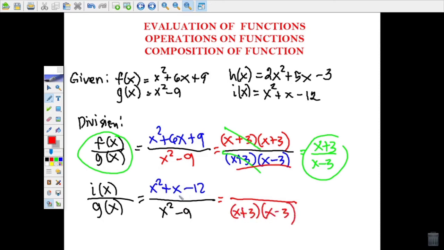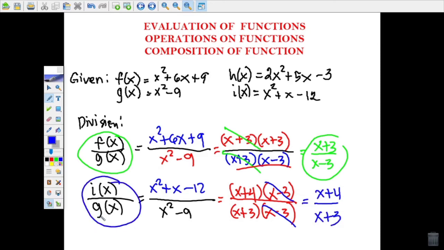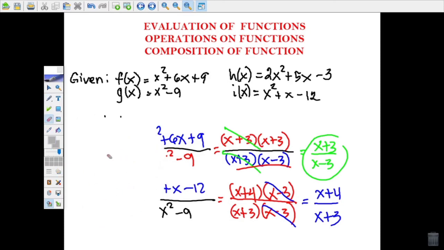Ang tanong na lang, ano ang factors nitong x squared plus x minus 12 sa numerator? So pag pinactor mo yan, that would become x plus 4, x minus 3. Again, meron tayong pwedeng i-cancel x minus 3 tsaka si x minus 3 dito. So, ang matitira would become x plus 4 over x plus 3. So, therefore, if I divide I of x and g of x, the answer is x plus 4 all over x plus 3. Okay? So, let's have another example.